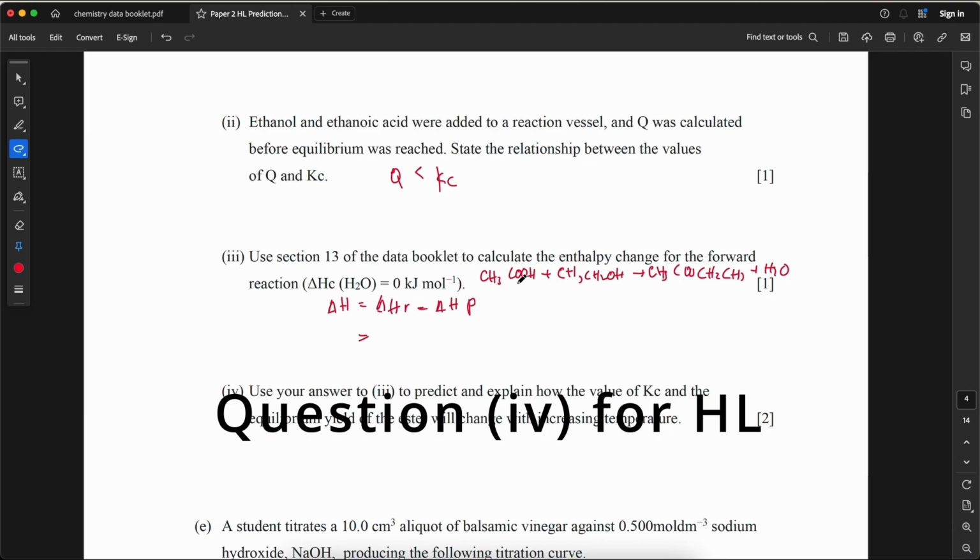If you refer to section 13, the reactant is the ethanol, so you get negative 1367 minus 2238. So it should be negative, negative 2238, then you get negative 3 kilojoules per mole.